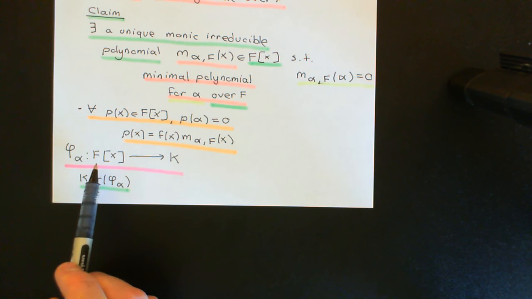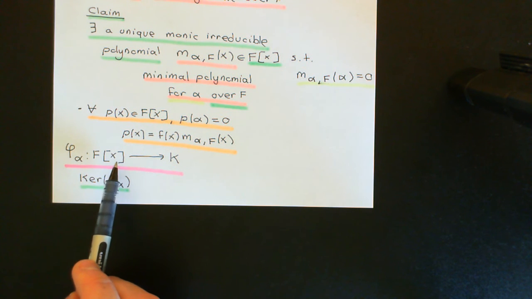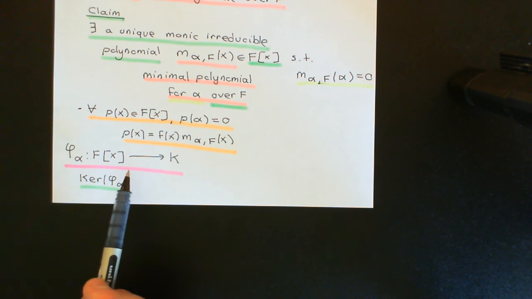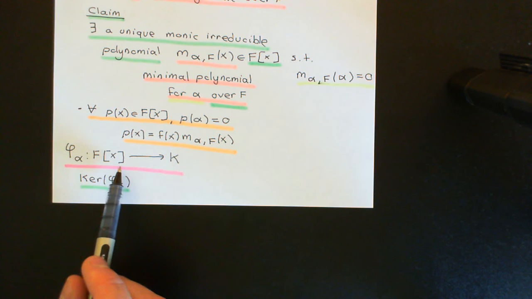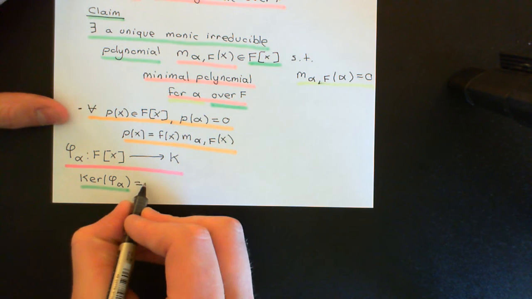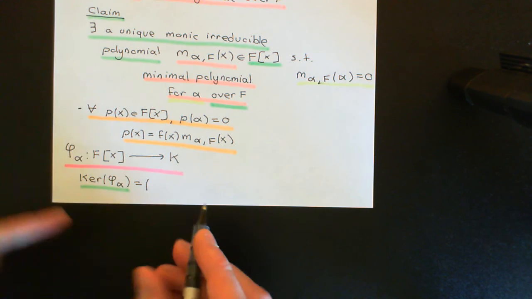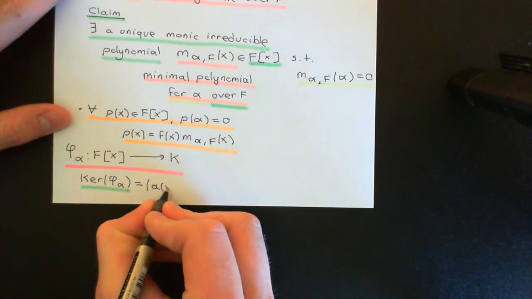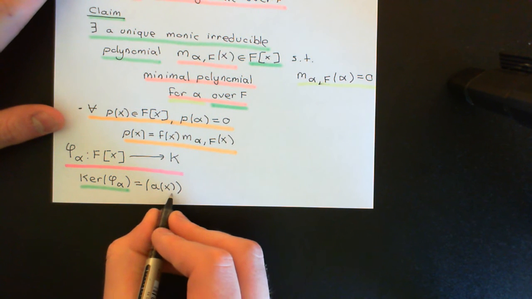We know that this ring of polynomials over the field F is a Euclidean domain, and all Euclidean domains are principal ideal domains. So we know that the kernel of this ring homomorphism must be some principal ideal generated by some polynomial. What should I call that polynomial? I'll just make something up, so we'll call it a of x initially. So it's generated by some polynomial a of x.